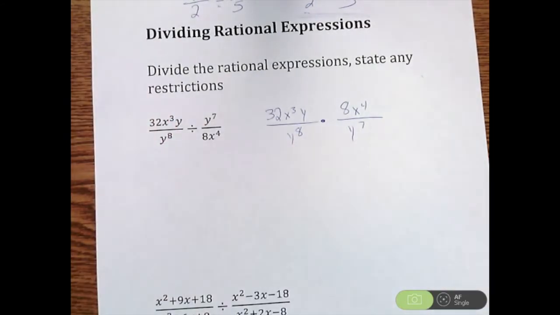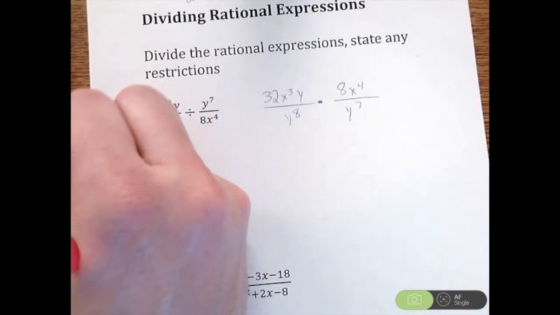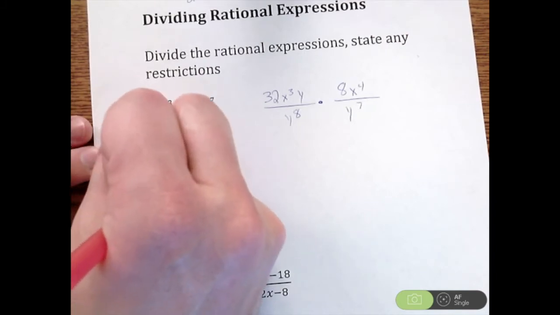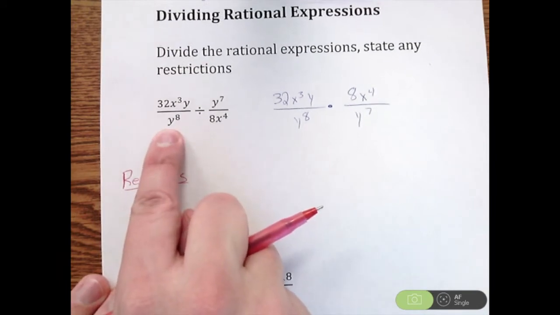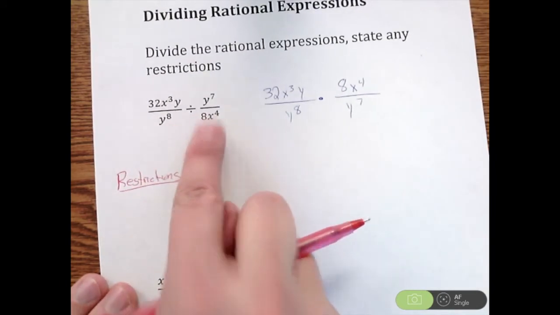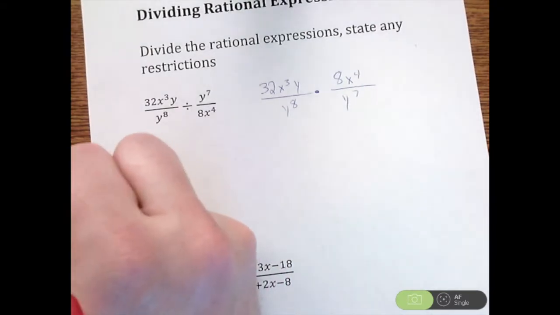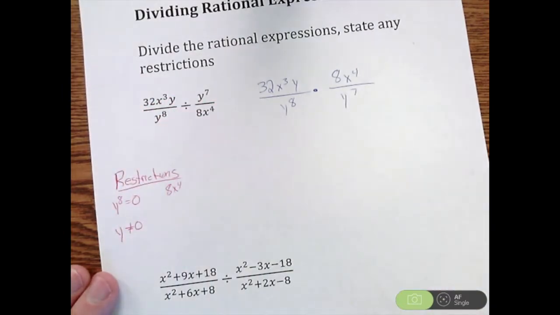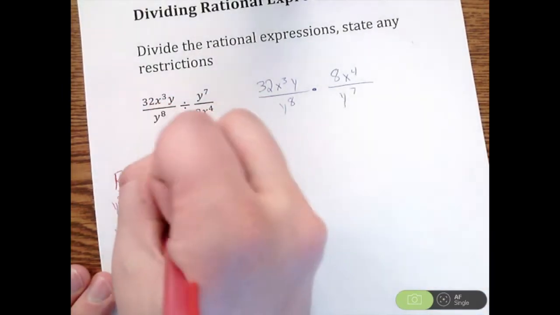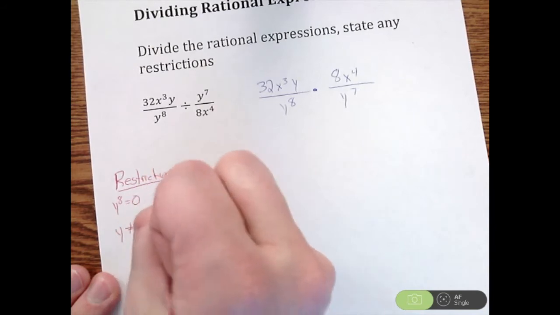Before I get into the multiplication and simplifying, I do want to talk about restrictions. This is where the tricky part comes in with dividing. Remember, the restrictions are we don't want 0 in the denominator. In my original problem, I had y to the eighth and 8x to the fourth in denominators. If y to the eighth is equal to 0, we find y cannot be 0. That's one restriction. Then 8x to the fourth, set that equal to 0 and solve. Divide by 8, divide by 8. x to the fourth is equal to 0, so x cannot be 0.